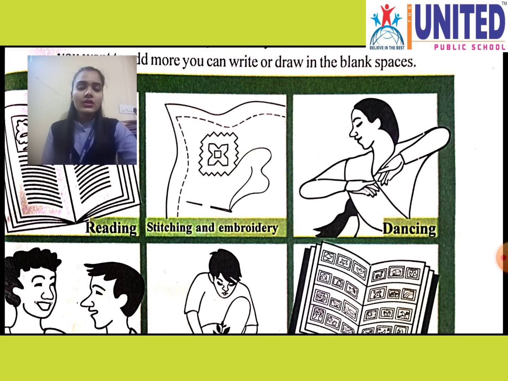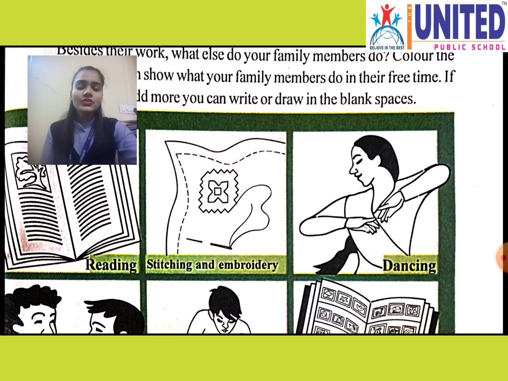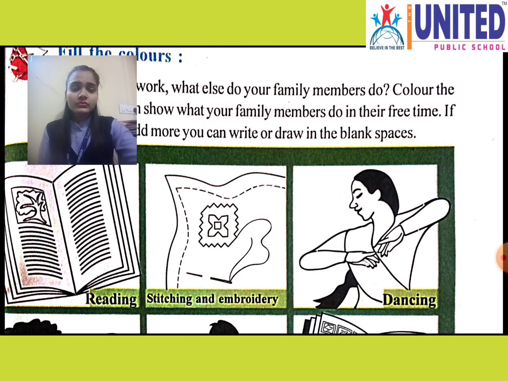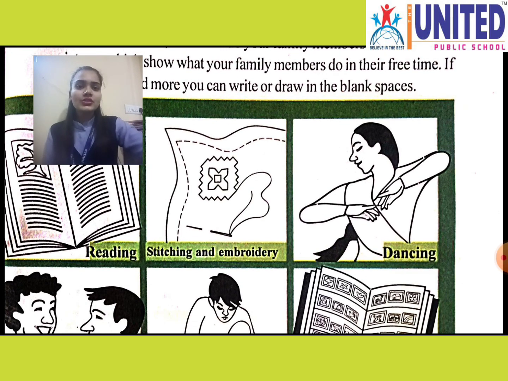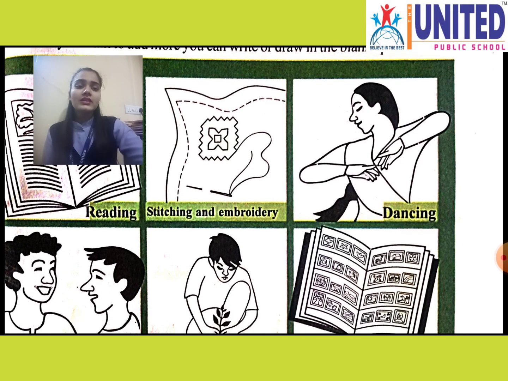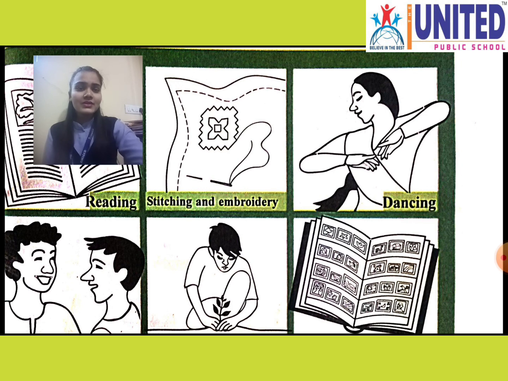Okay, so in first picture, so अगर आपके फैमिली मेम्बर्स जो हैं, beside their work, if they are doing reading, so here you have to color it. In second picture, stitching and embroidery. Okay, if anyone is doing this, so you have to color this also. In third picture, one woman, otherwise we can see one girl is there, one woman is there. Okay, she is dancing.